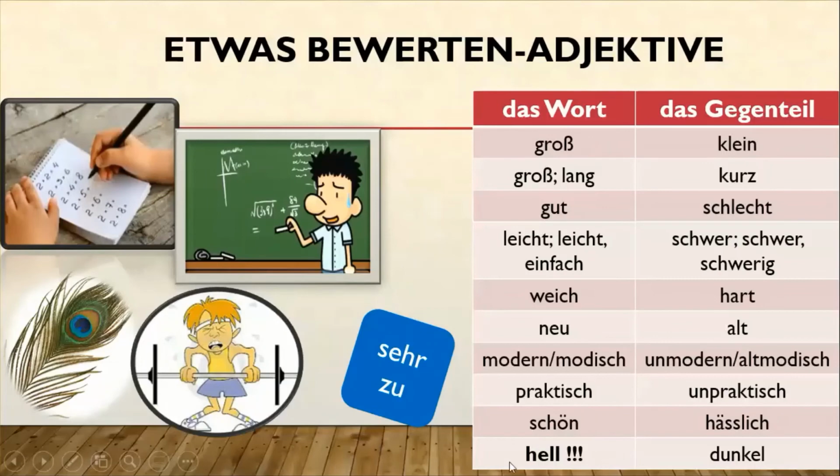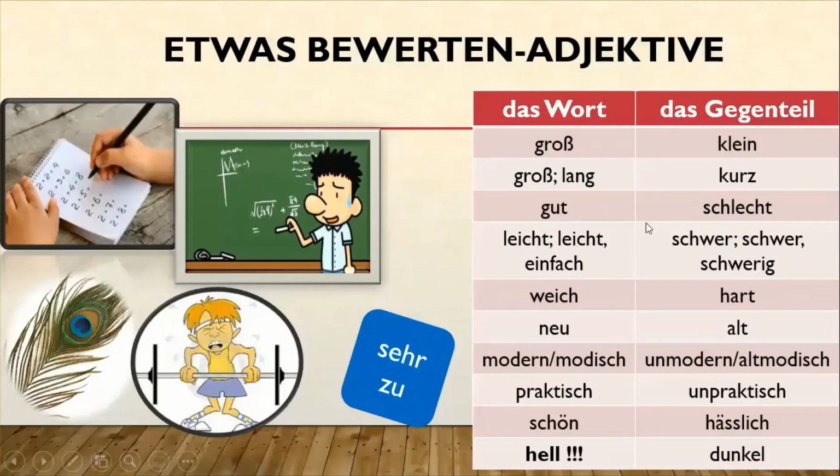Voila! We have a word that might shock you. It is similar to the English word hell because it's written like that. But please note that hell in German means light, and light in the sense of some color being light, or dark, dunkel.